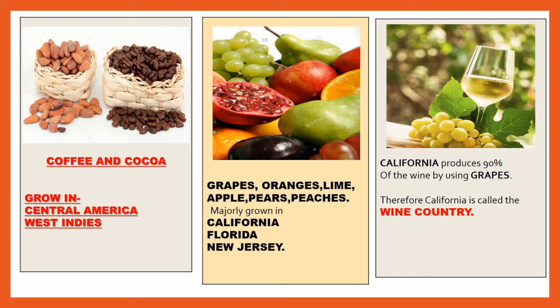Children, coffee and cocoa are the tropical plantation crops grown in parts of Central America and the West Indies. Fruits like grapes, oranges, lime, apple, pears, peaches, etc. are grown in California, Florida, New Jersey, and areas around urban centers. California produces 90% of the wine made from grapes in North America. Therefore, California is called the wine country. Why? Because it produces 90% of the wine by using grapes.